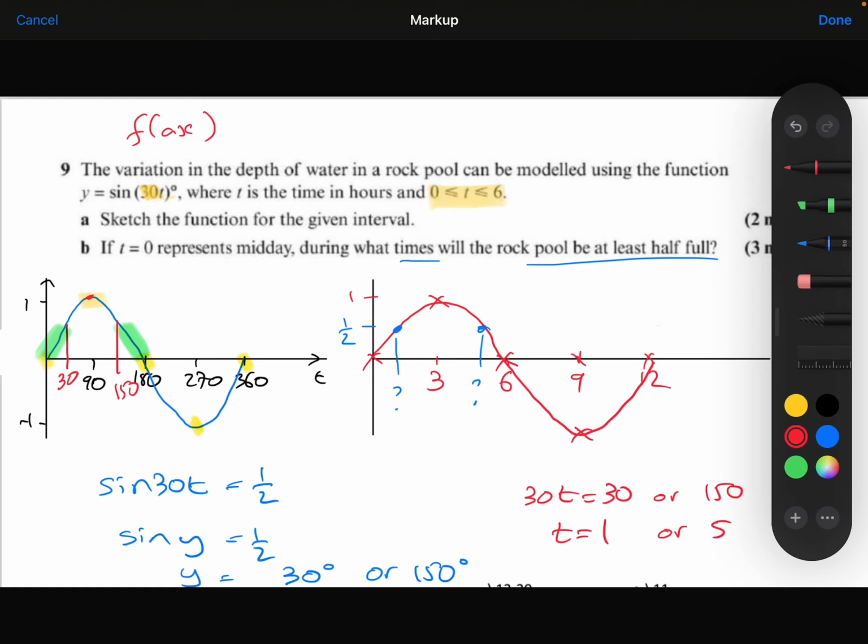Bearing in mind that t is the time in hours after midday. So 1 hour after midday is 1300, and 5 hours after midday is 5 o'clock in the afternoon. So those are your two answers.